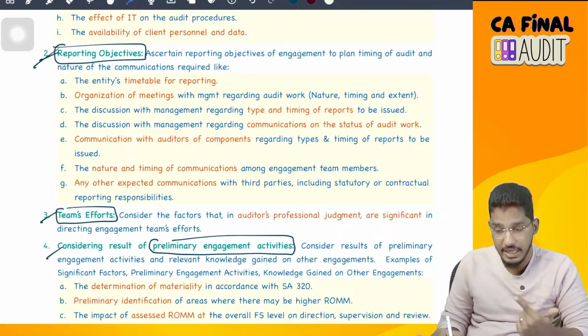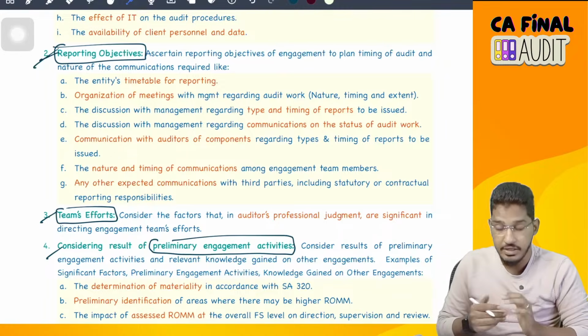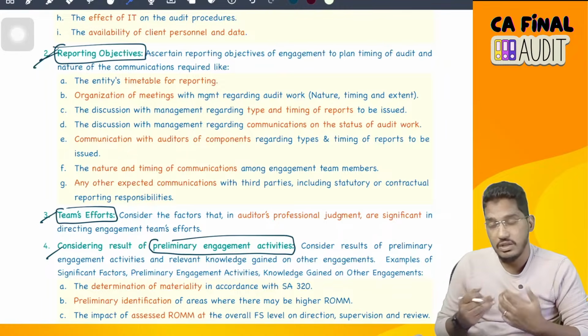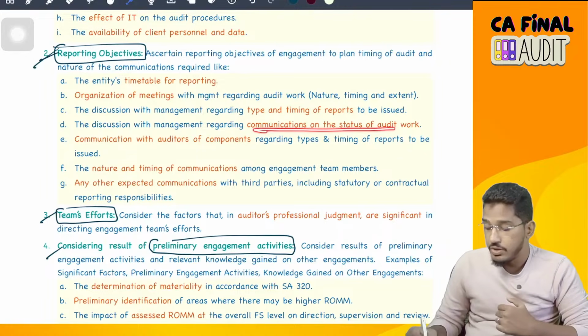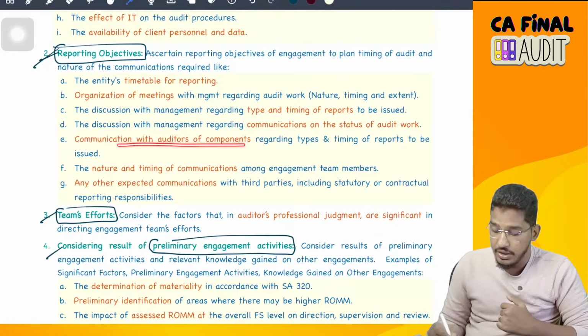Is the entity following any timetable for reporting? Organization of meetings, when management have planned for their board of directors meetings. And also, what type of reports you are required to give, and within what time you are required to give those reports. And you have to continuously communicate regarding the status of the work, and even communicate with the auditors of the components.